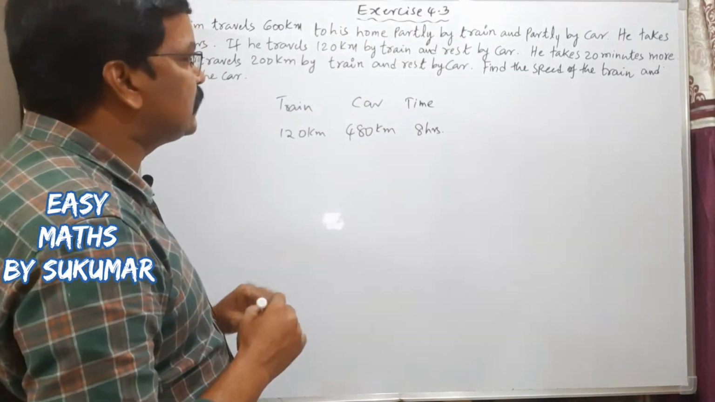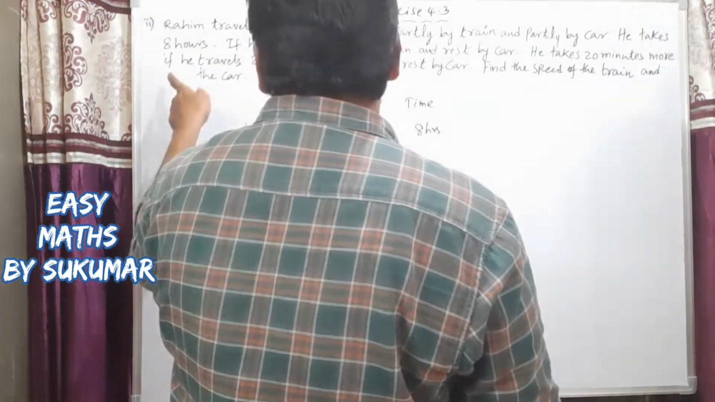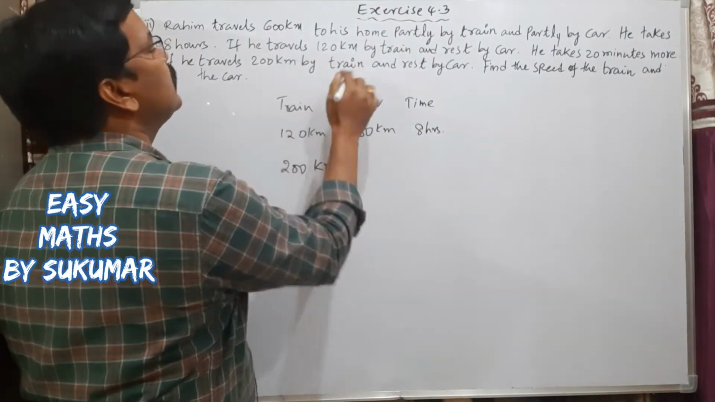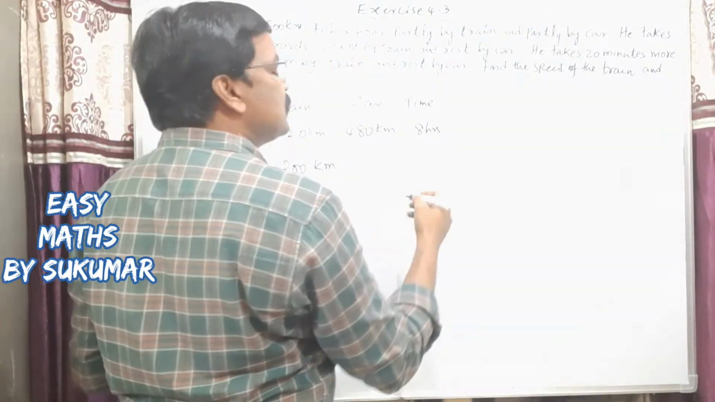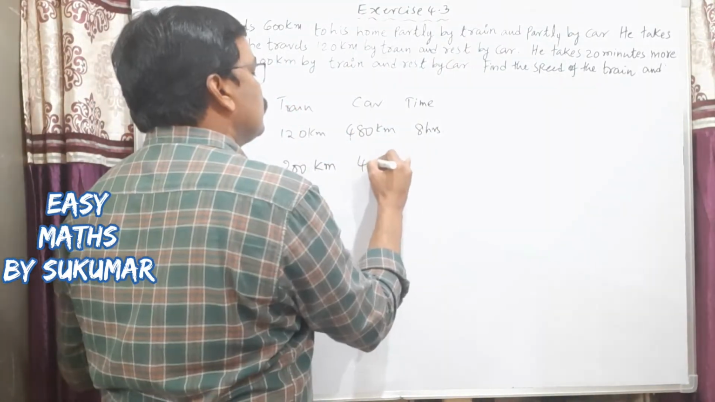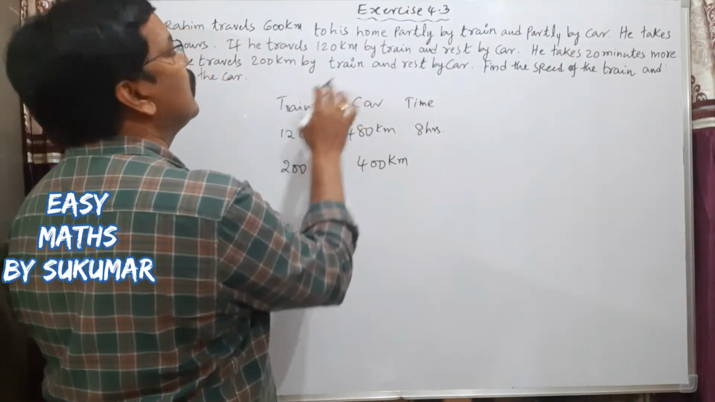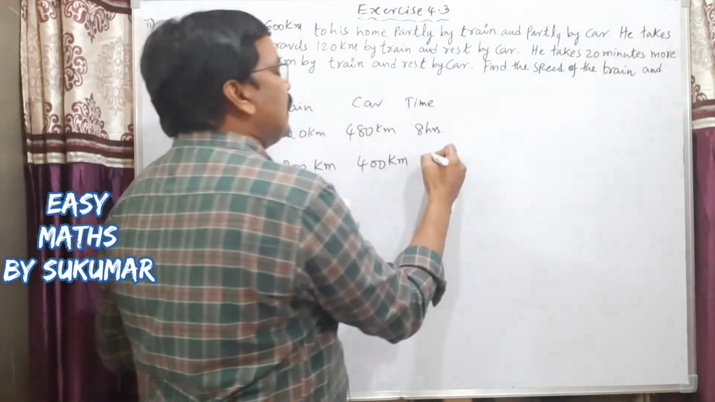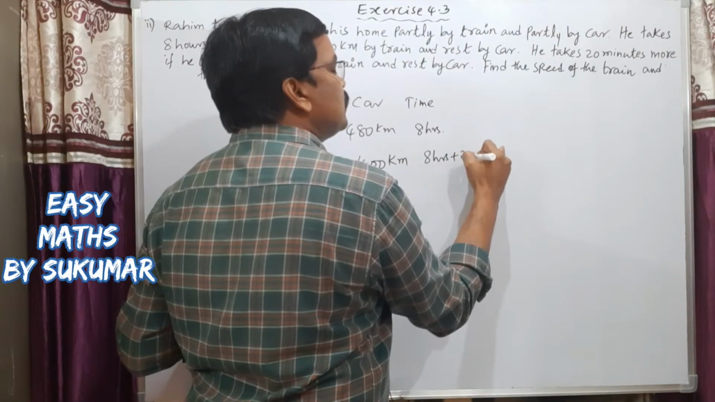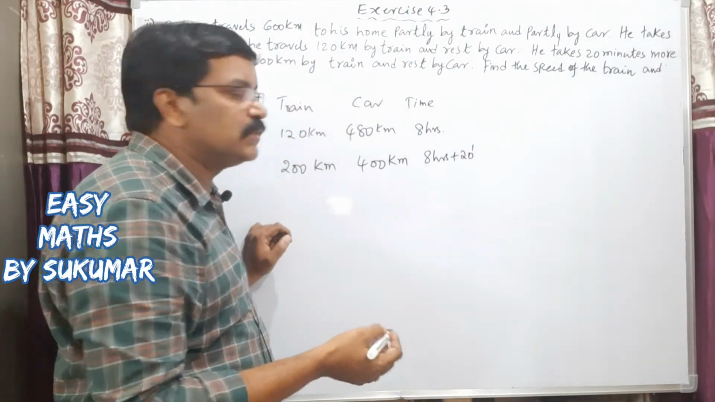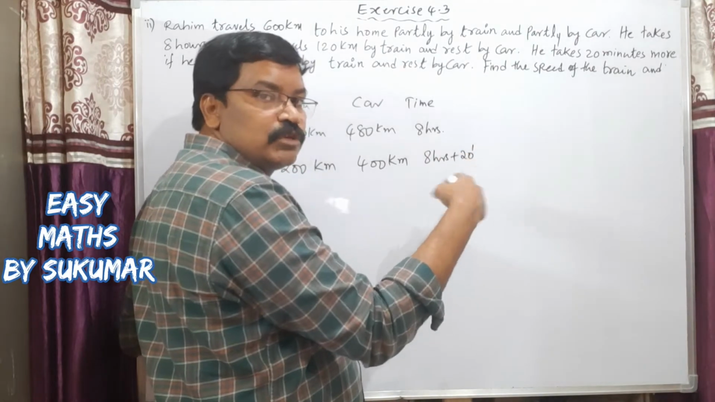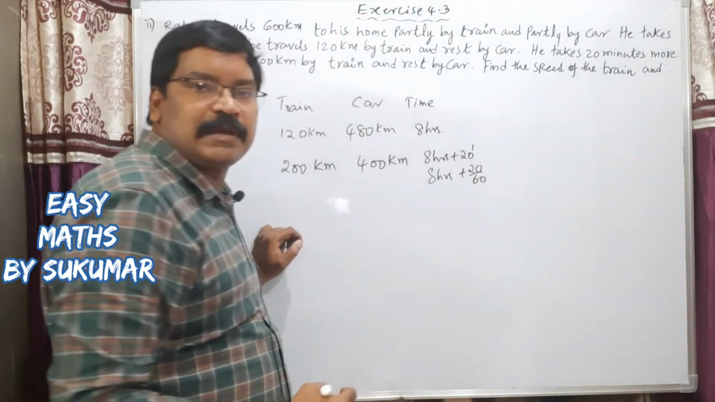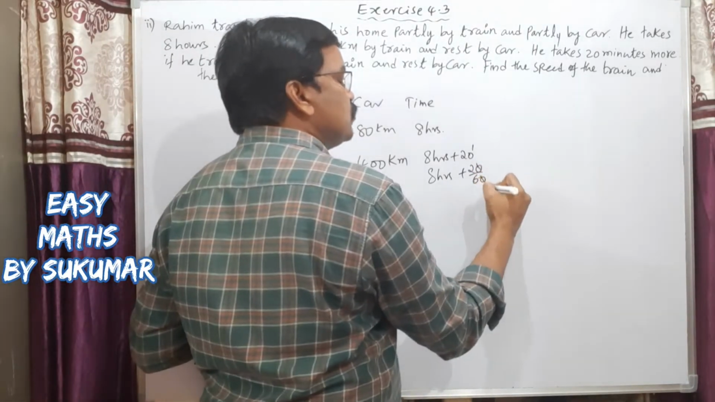Similarly, my dear students, he takes 20 minutes more if he travels 200 kilometers by train and the rest of the distance by car, that means 600 minus 200, that is 400 kilometers by car. He takes 20 minutes more, that means 8 hours plus 20 minutes. Let us change the 20 minutes into hours, that means 8 hours plus 20 by 60. 20 by 60, the zeros get cancelled.